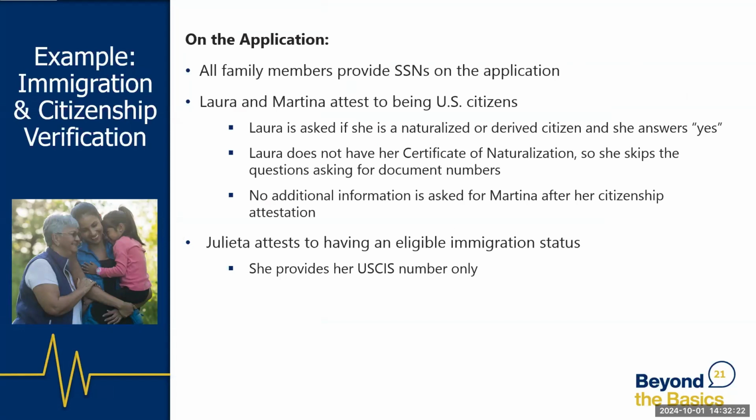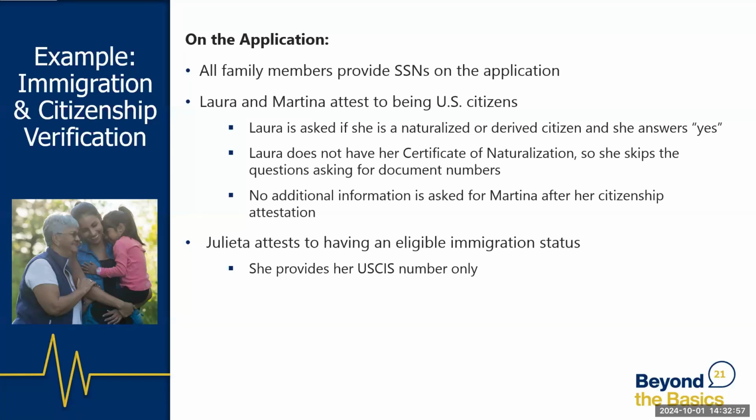Laura and Martina attest to being U.S. citizens. Laura is asked if she's a naturalized or derived citizen. She says yes. Laura does not have the certificate of naturalization, so she skips the question asking for document numbers. No additional information is asked for Martina after her citizenship attestation, which is oftentimes the case, by the way, for children born in the U.S. Of course, there are exceptions, but oftentimes it works to have their status verified.